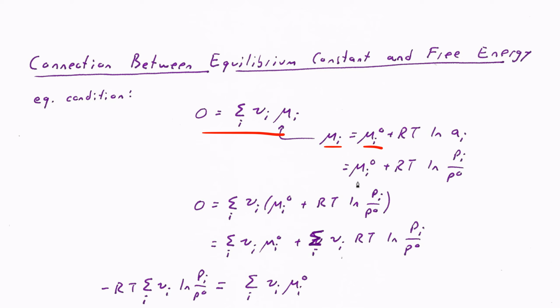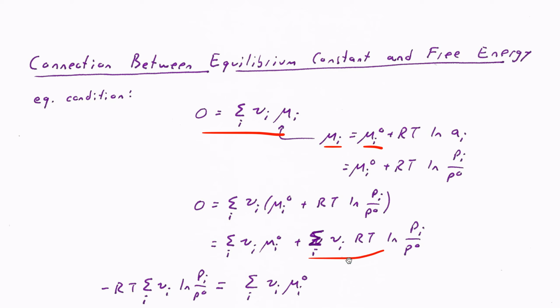So if I take that expression for the chemical potential of an ideal gas and insert it into the equilibrium condition, then the equilibrium condition becomes the sum of nu times mu naught plus RT log of P over P naught. Breaking those two terms up, the first term looks like the sum of stoichiometric coefficients times standard chemical potential. The second sum looks like stoichiometric coefficients times the RT log P over P naught term.